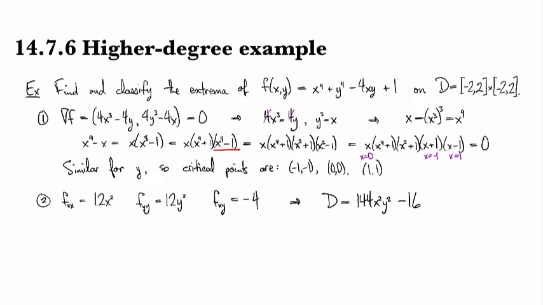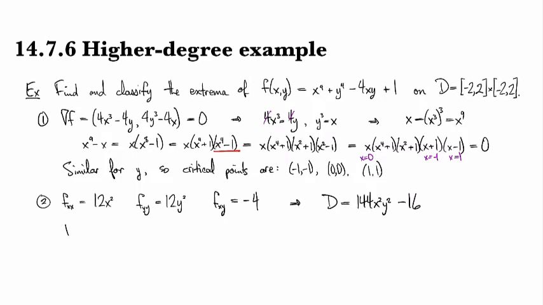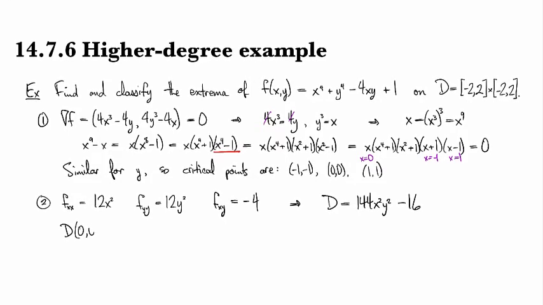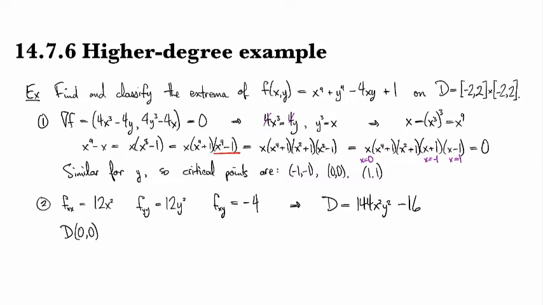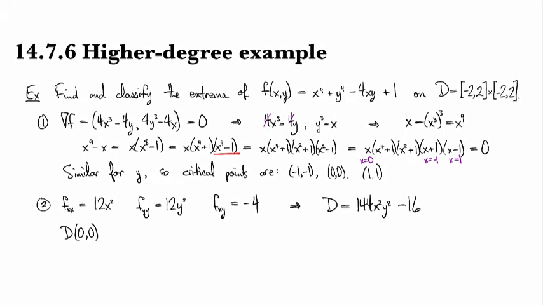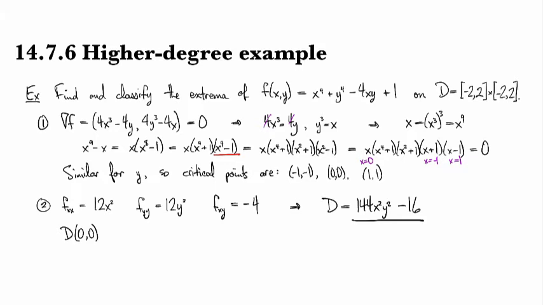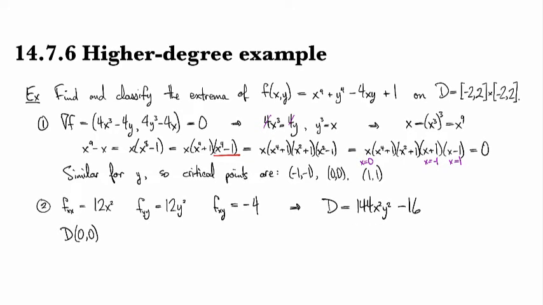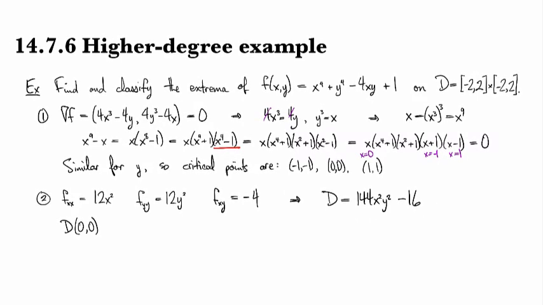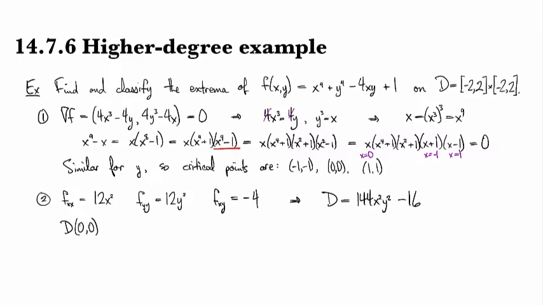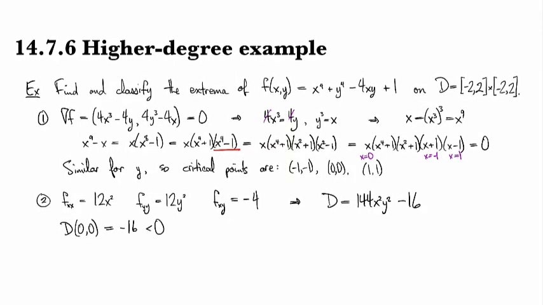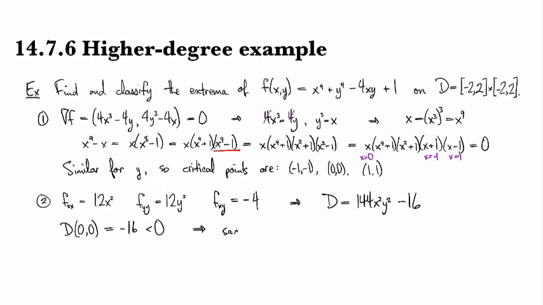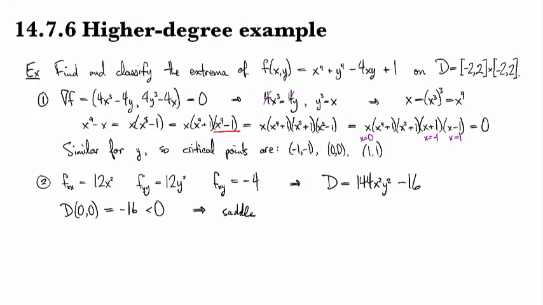So if we evaluate this D at the origin, now in this case, since we started with a higher degree polynomial, we don't have a constant, we actually have a function of x and y. That's the general situation, that you have a function of x and y there. So when we evaluate it, we get minus 16, which is obviously negative. And so that tells us that we have a saddle at the origin.